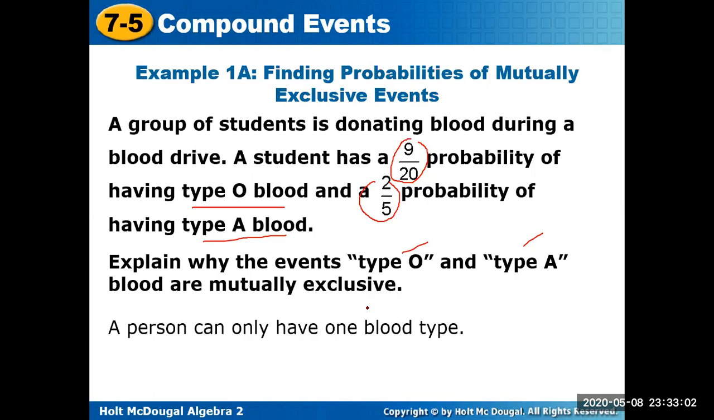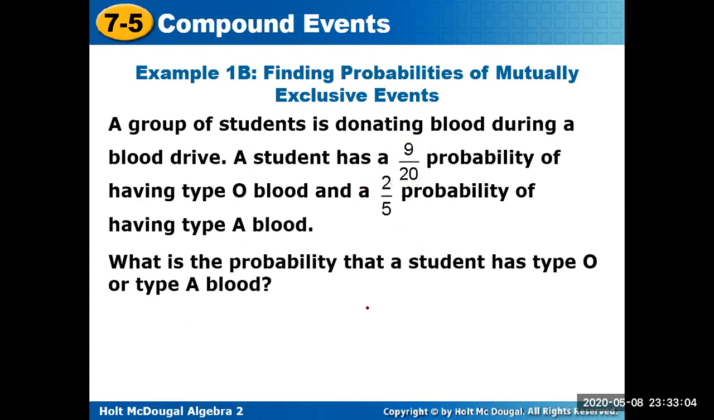Okay, so a person can only have one blood type. Now, what is the probability that a student has type O or type A blood? The word here is "or".